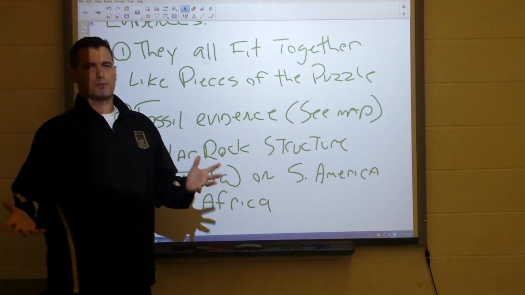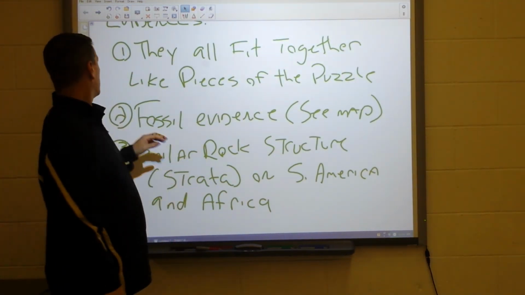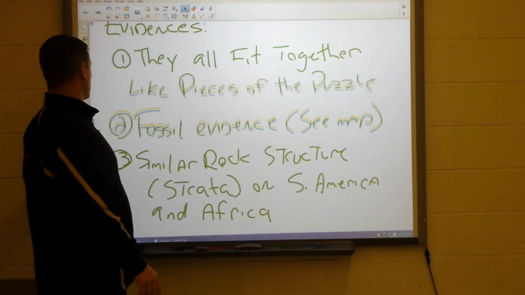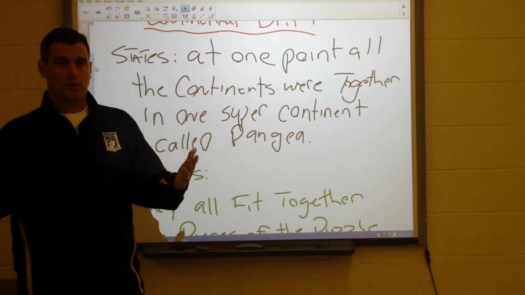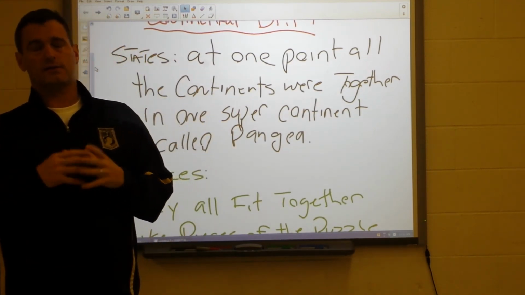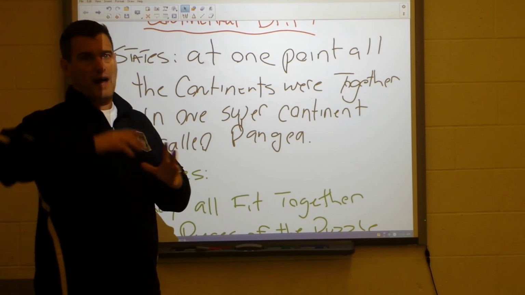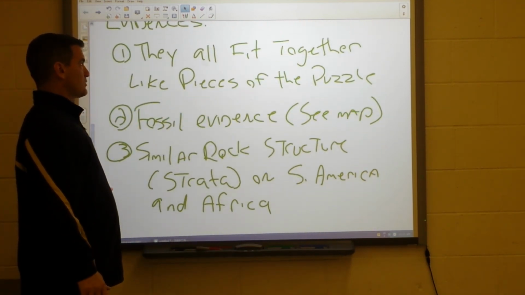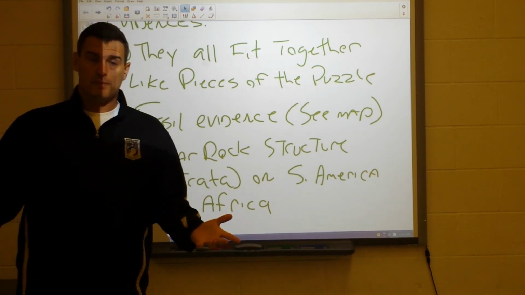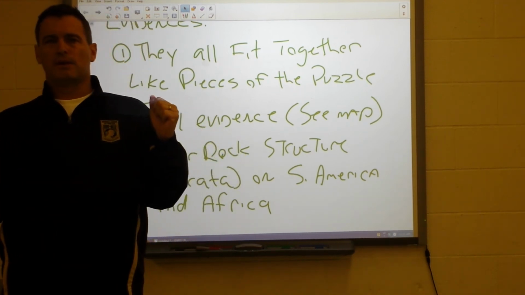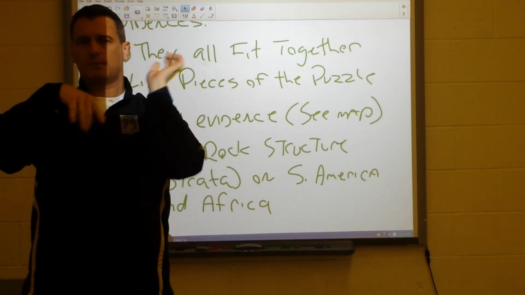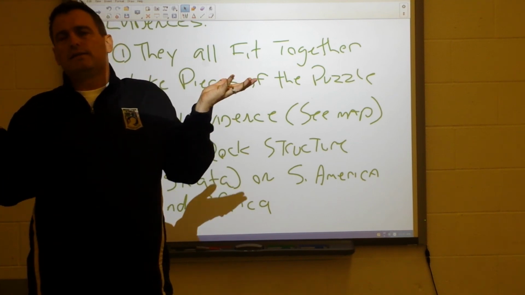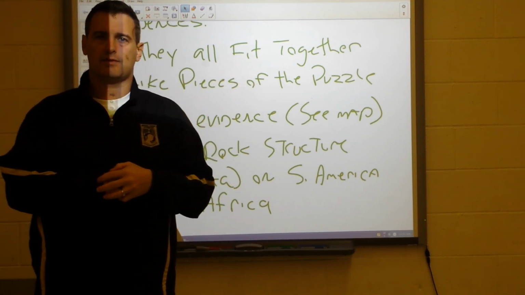So to answer this question properly, you would simply restate Alfred Wegener's theory of continental drift, which says that at one point in time all the continents were together in one supercontinent called Pangea. And then, as well, you would need to provide these 3 pieces of evidence. Are there more pieces of evidence? Absolutely. But you can Google those, research them on your computer. Doesn't matter to me. That's the answer to question number 3.